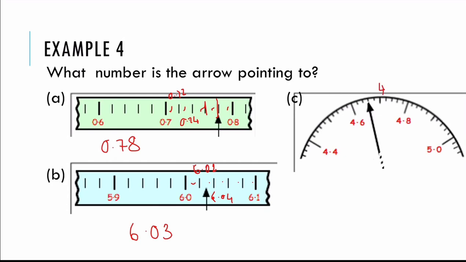4.7 must be here. It is split into 1, 2, 3, 4, 5. So we have 4.62, 4.64, 4.66.